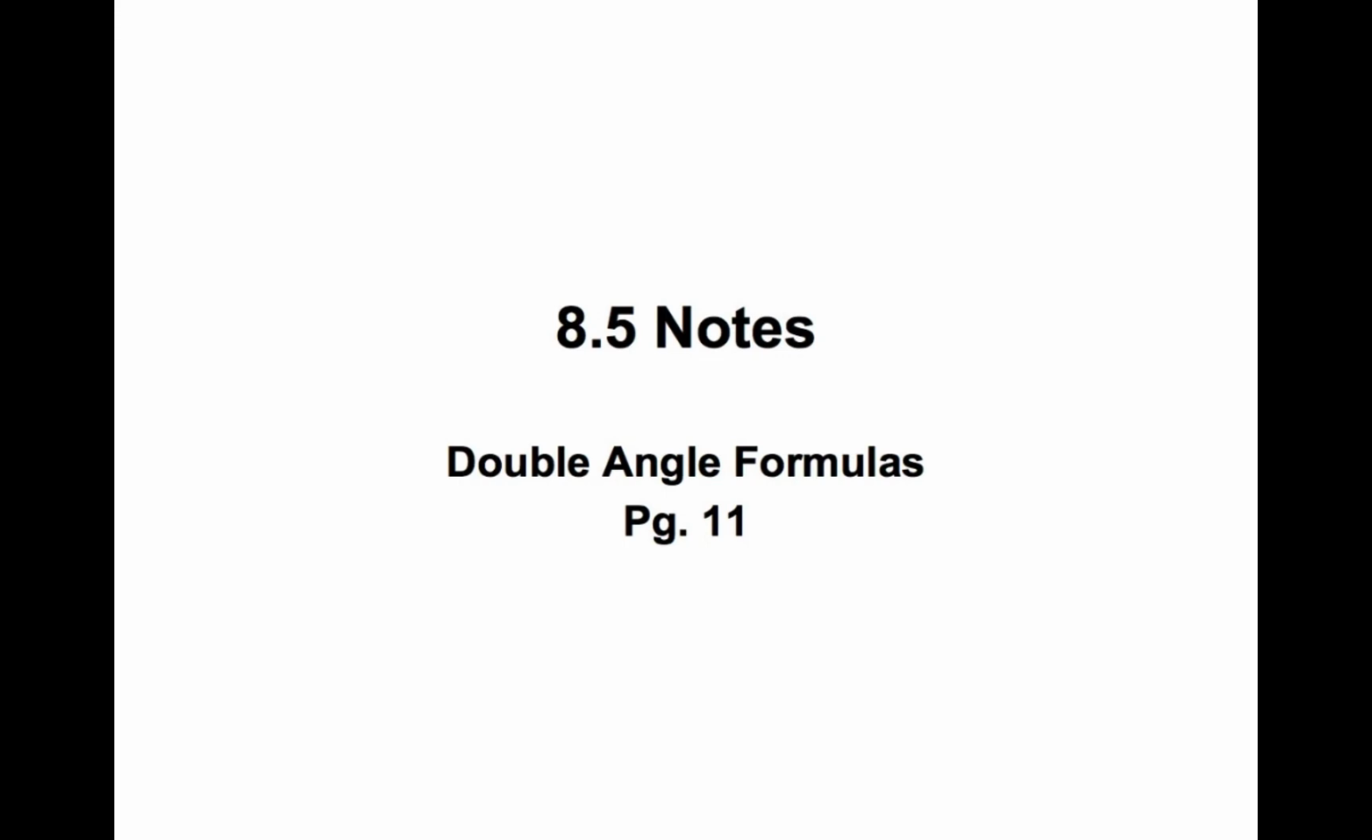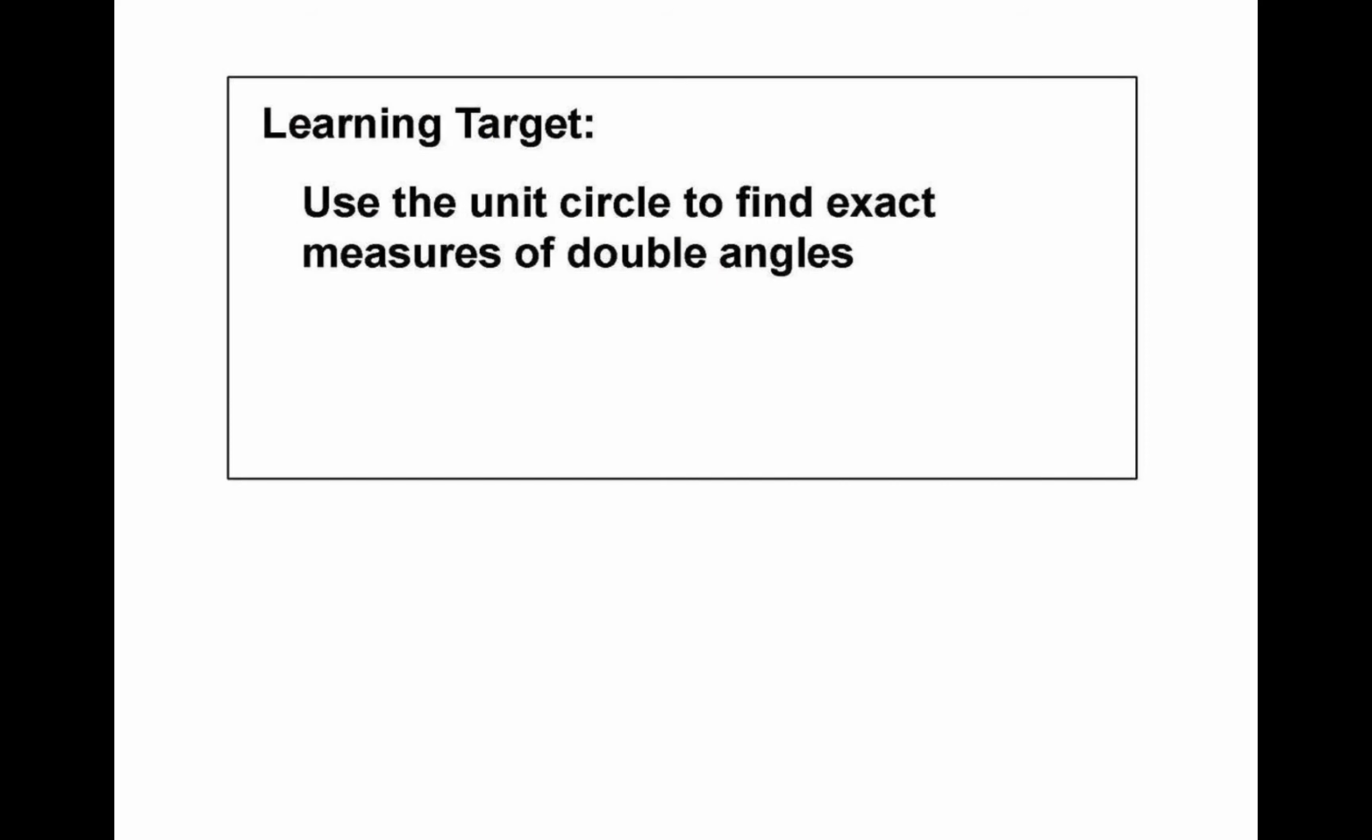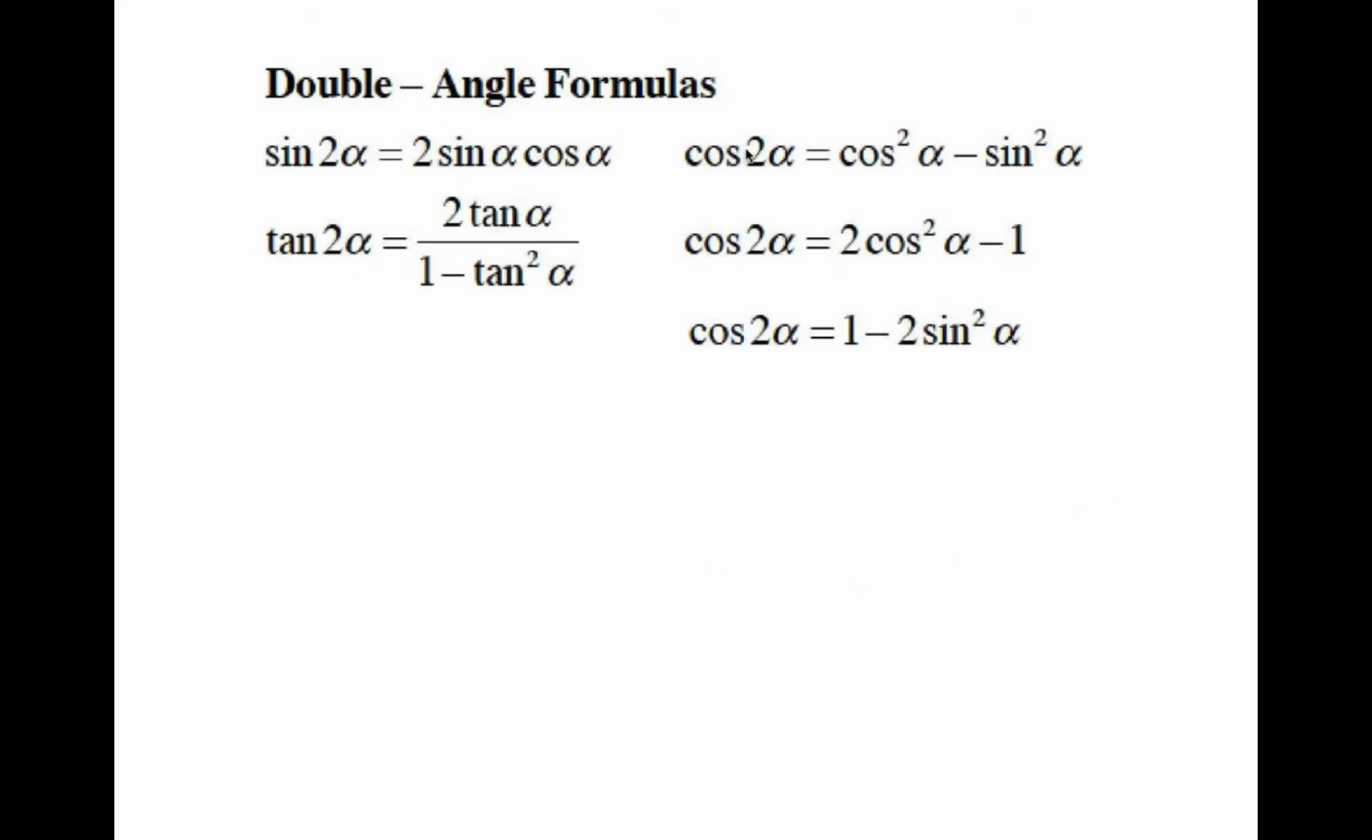All right, 8.5 notes. We're going to do the double angle formulas today. We're going to use the unit circle to find exact measures of double angles. So here are my double angle formulas. This is the double angle for sine. Notice you're doubling, multiplying by 2 to the angle. It gives you 2 sine of the angle, cosine of the angle.